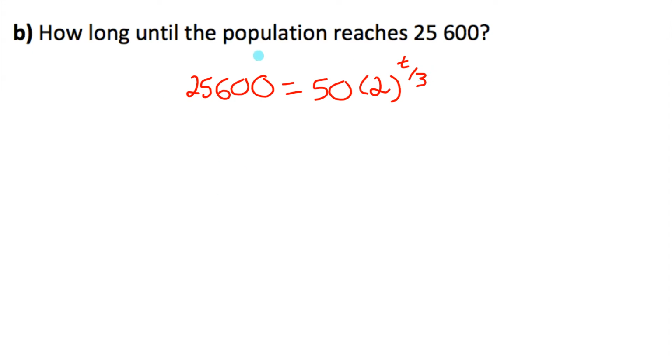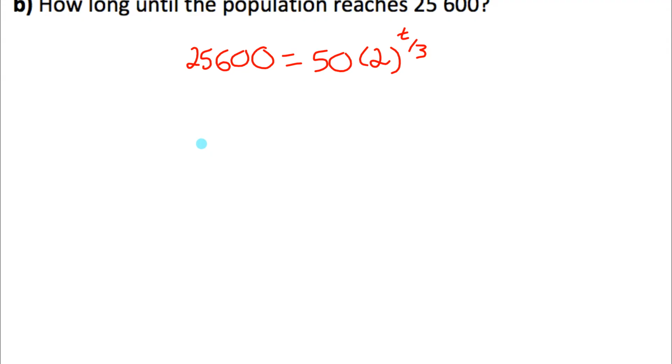That's how I set up this equation. It finishes at 25,600, starts at 50, and is doubling once every 3 days. And we want to figure out, well, what amount of time would have to pass so that I can get that initial amount to 25,600. Notice my unknown in this equation is in the exponent, which is what makes this a difficult equation to solve.